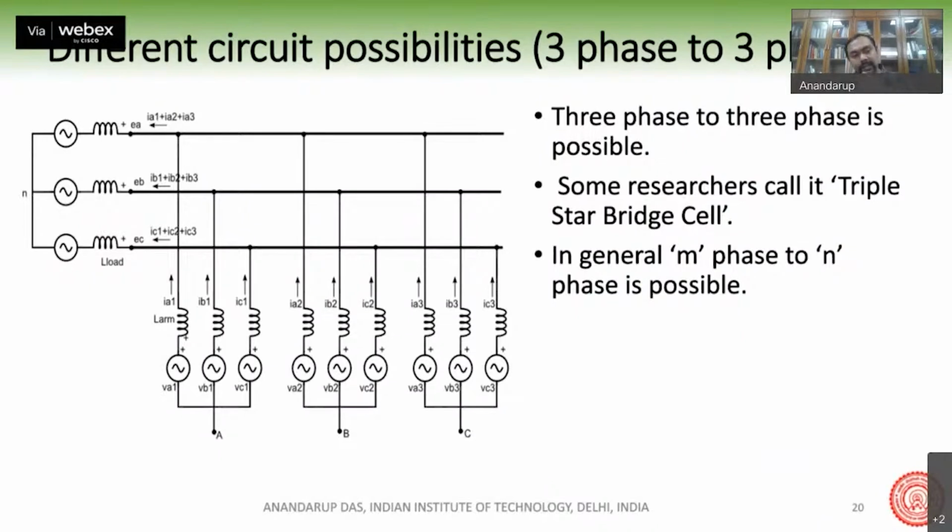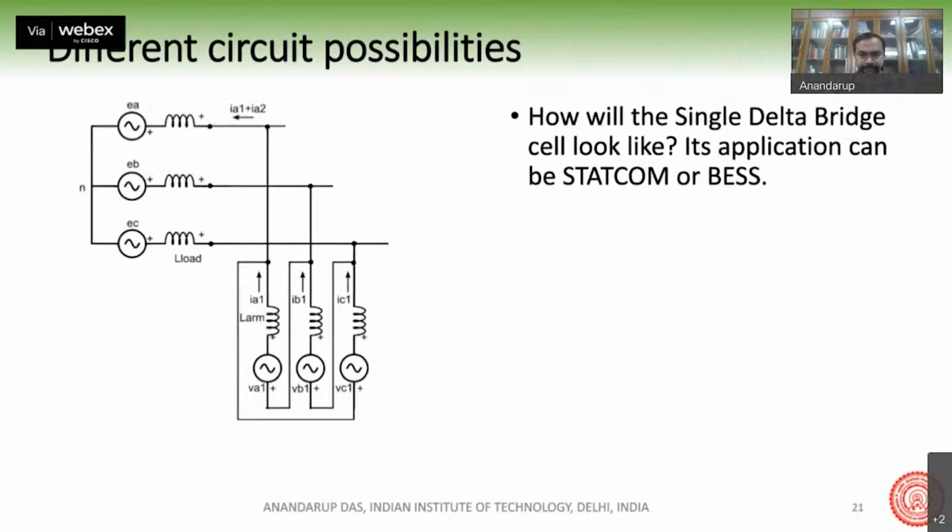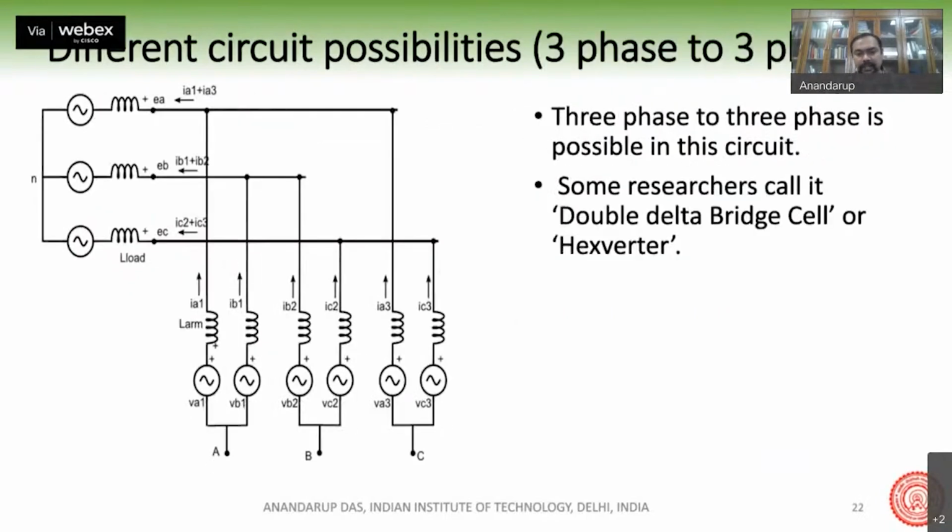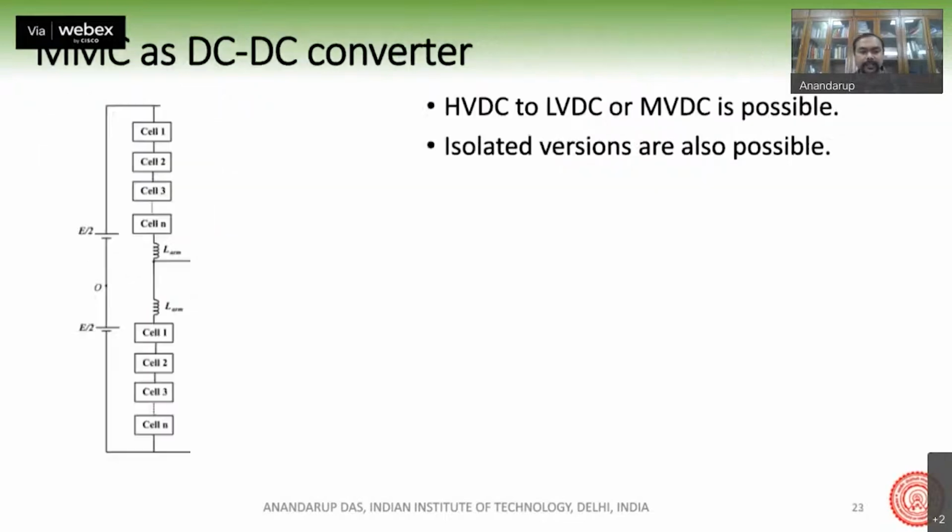So this kind of circuit operation is possible once you realize how to play around with these controllable voltage sources. Okay, star connection, delta connection, and this is the hexverter. Okay, like this.